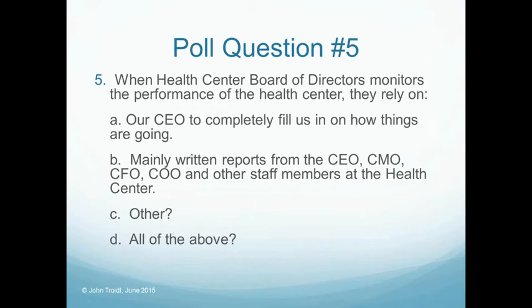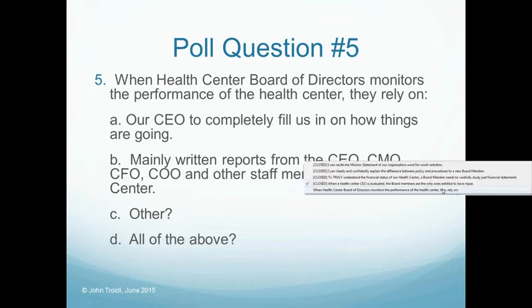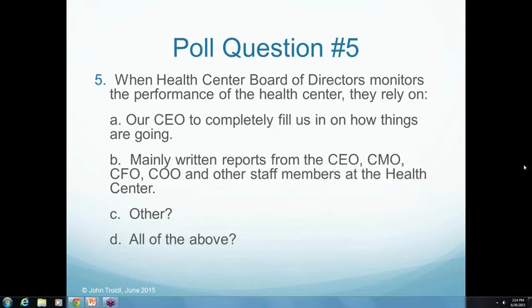So the poll question is, when the health center board of directors monitors the performance of the health center, they rely on A, our CEO to completely fill us in on how things are going, B, mainly written reports from the CEO, CMO, CFO, COO, I call those the O team, and other staff members at the health center, C, other sources of information to monitor the performance of the health center, or D, all of the above.